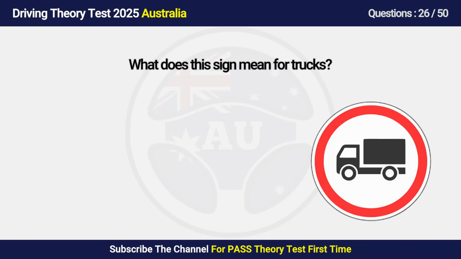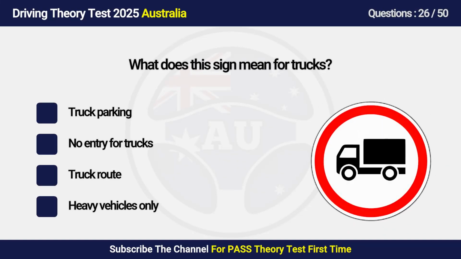Question 26. What does this sign mean for trucks? A. Truck parking. B. No entry for trucks. C. Truck route. D. Heavy vehicles only.